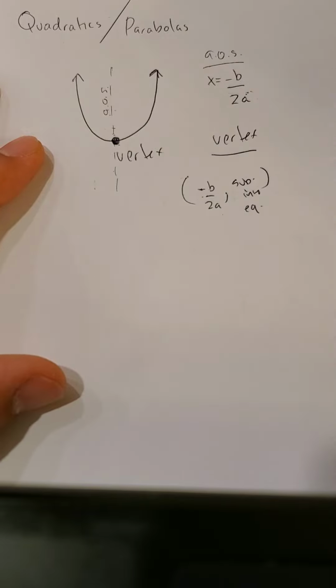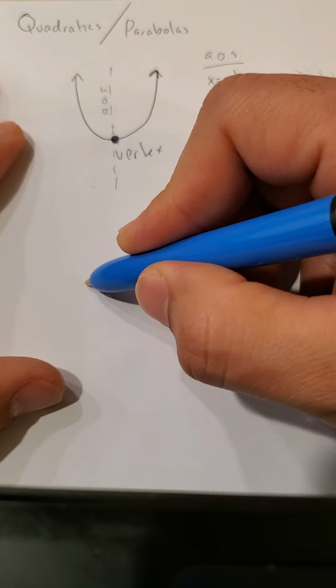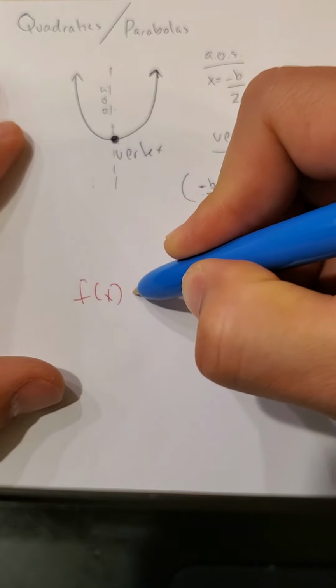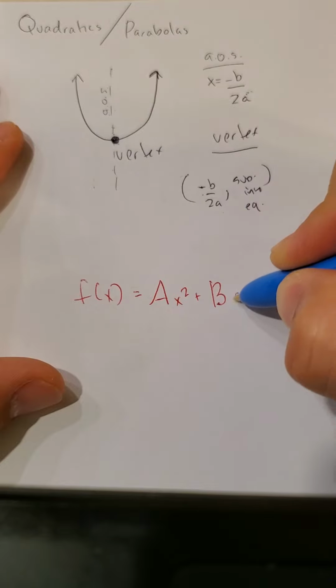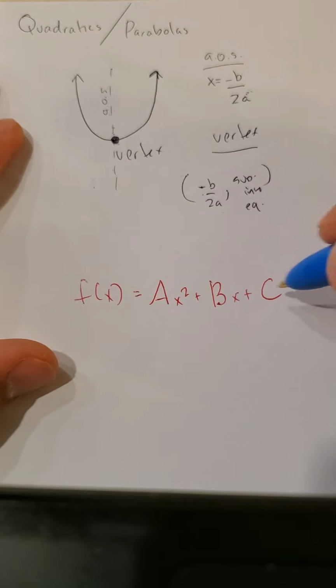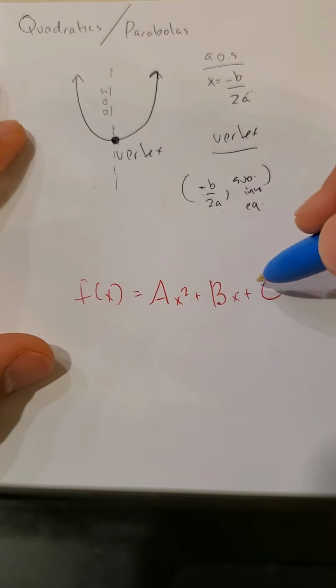What equation? Well, quadratics usually come in this form: f of x equals ax squared plus bx plus c. You've seen that before. We factored things like this. It's a very normal look. You should be very familiar with this.